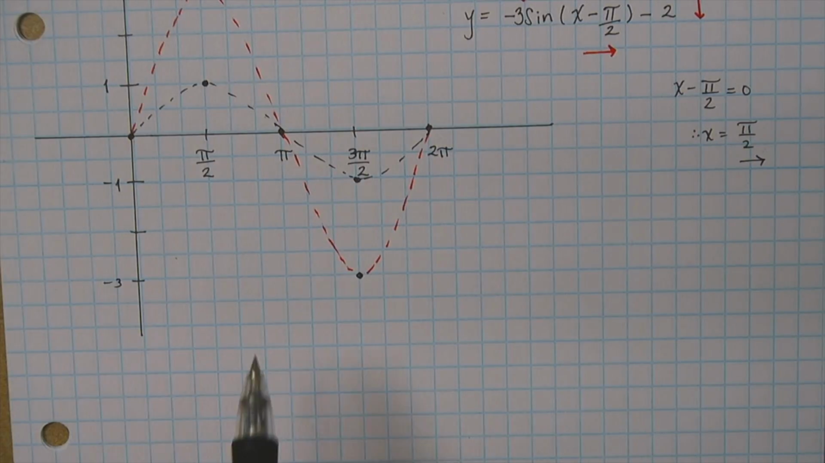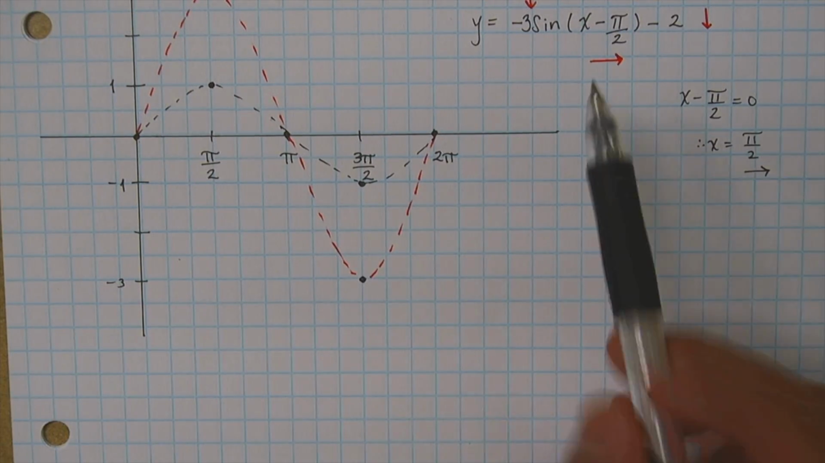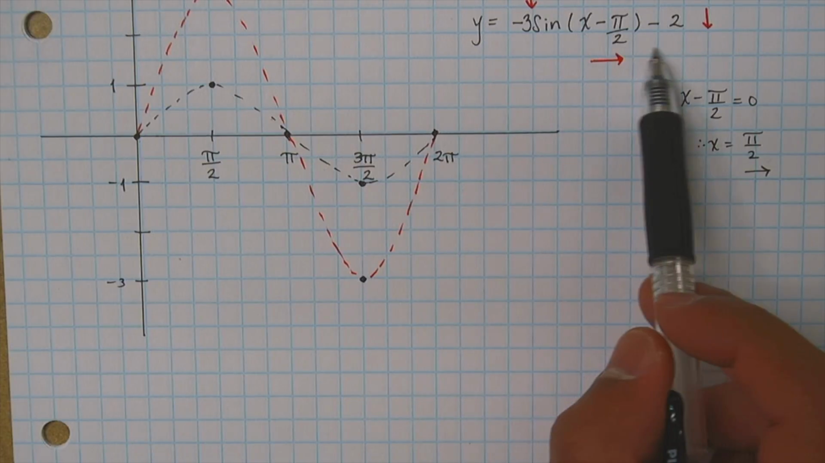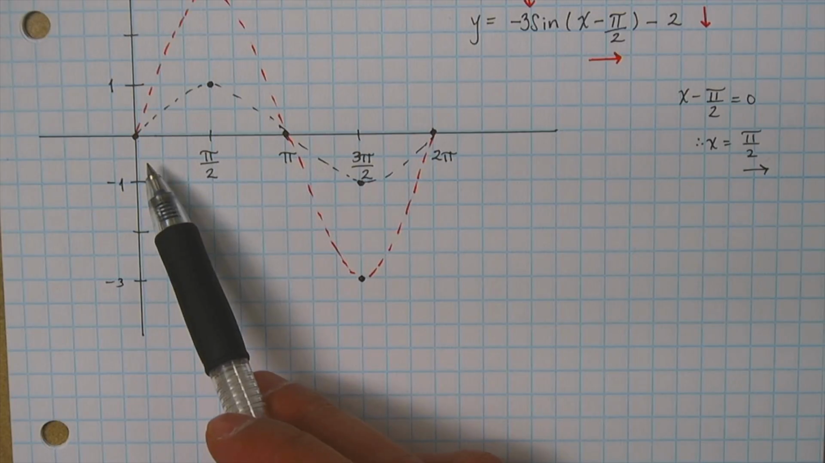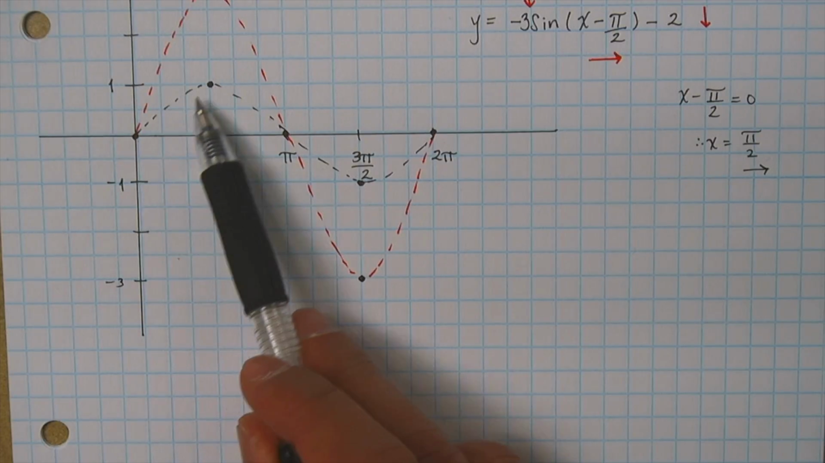Hey guys, I want to go ahead and talk about how to graph some of these sine and cosine functions with a shift. What I started here is our function, negative 3 sine of (x minus pi over 2) minus 2. So what we just want to start off with is the parent function. That's always your key factor, and you want to start graphing it.